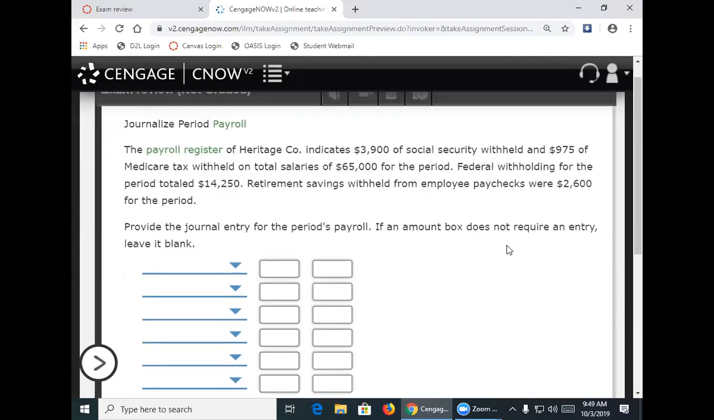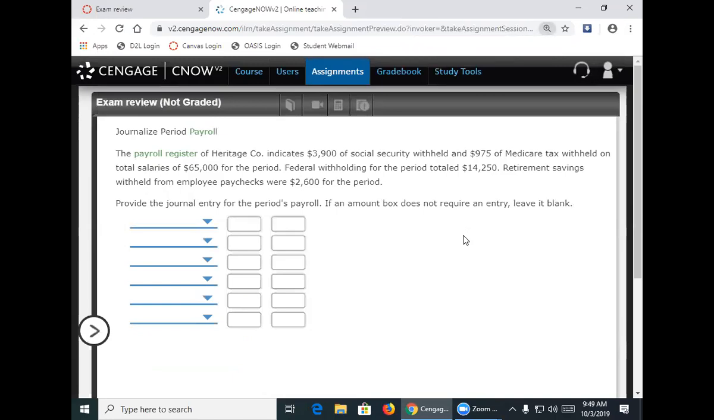Okay, well now we're switching gears just a little bit and we're looking at payroll. So this one is journalizing the payroll for the period. The payroll register of Heritage Company indicates, and they give us Social Security, Medicare, and the total salaries is $65,000. They give us federal withholding and retirement, and it wants us to journalize the period's payroll.